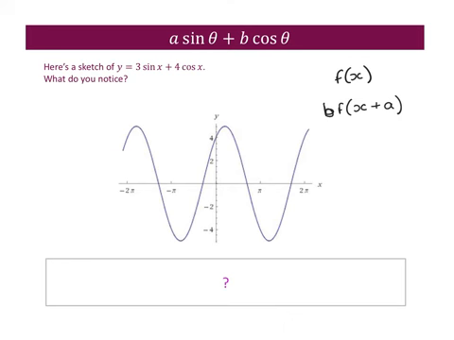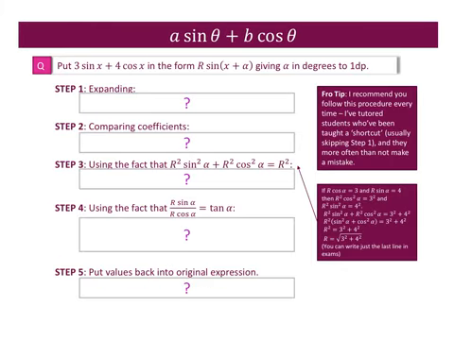Now, using trig, we have another identity here. We can actually represent this equation in the form y equals r sine of x plus alpha, where alpha is how much we translate it by. If we have a graph in degrees, we would put degrees here. If it was in radians, we put radians here. Normally, we'd write it in terms of pi as well. So a typical question would be, put 3 sine x plus 4 cos x in the form r sine of x plus alpha, giving alpha in degrees to 1 decimal place.